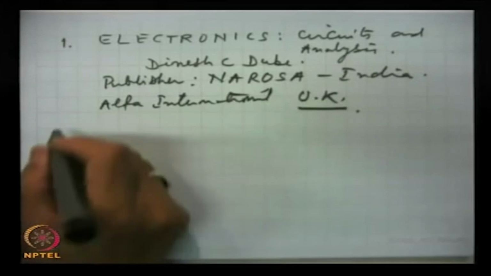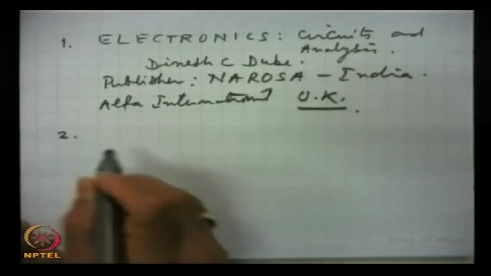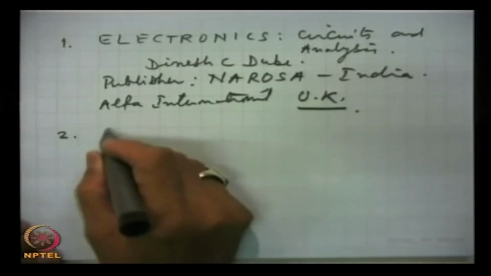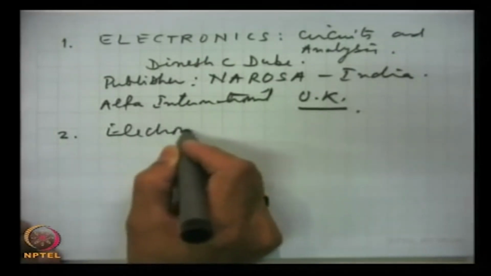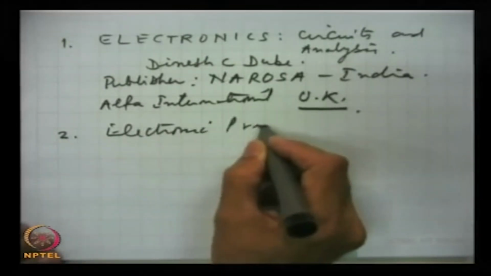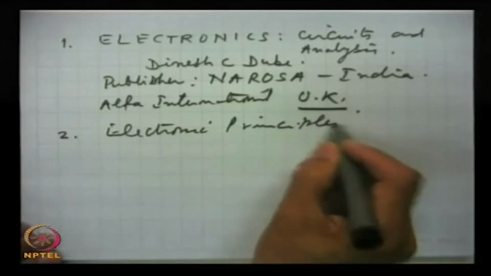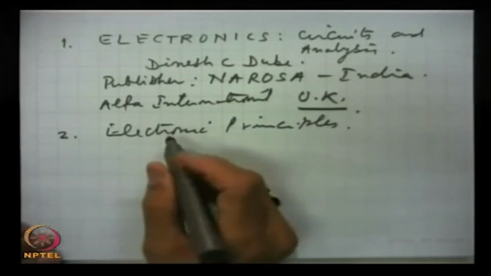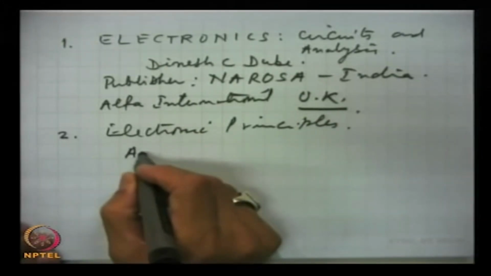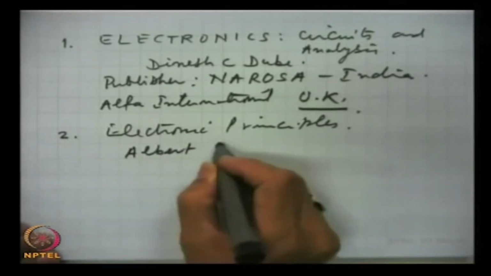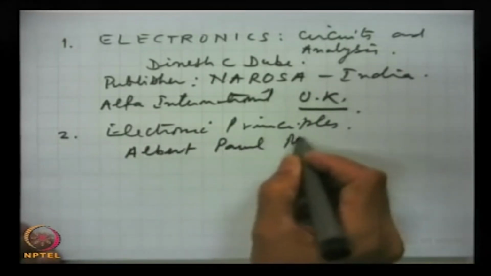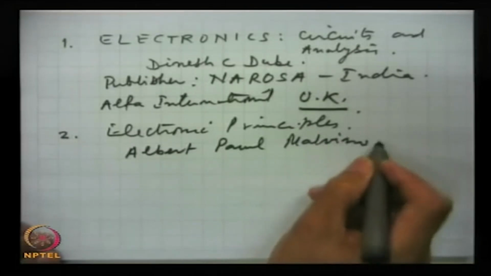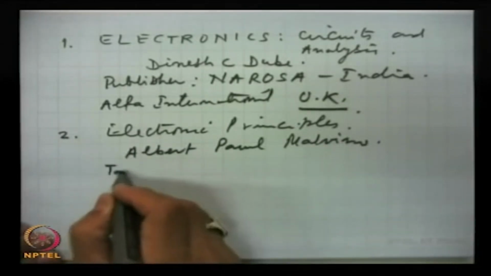The other book is Electronic Principles. This is by Albert Paul Malvino, and this is published by Tata McGraw-Hill.